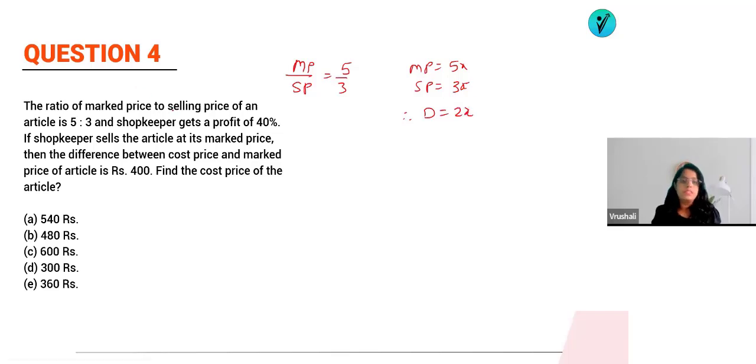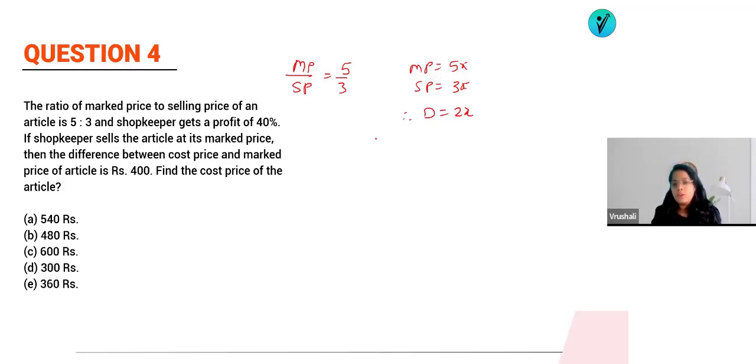Let's read the question first. The shopkeeper gets a profit of 40%. Okay, even on this, the shopkeeper gets a profit of 40%. If the shopkeeper sells the article at its mark price, then the difference between the cost price and mark price of the article will be 400. So what will be this cost price now?